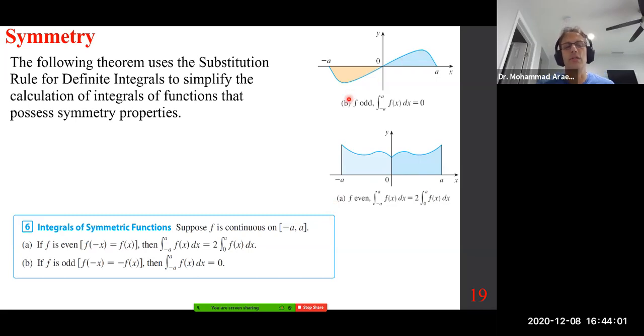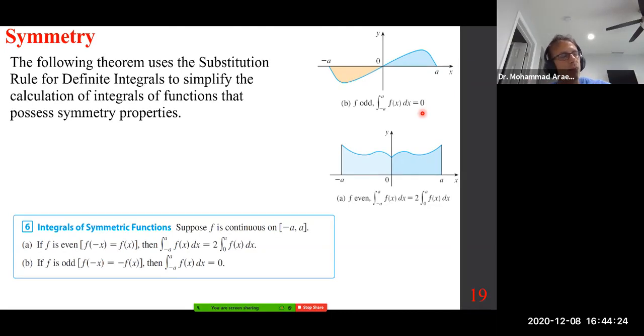If it's odd symmetry, that means f of minus x is minus f of x. Then, as you can see, the areas are equal and opposite in that sense. So they cancel each other. So this area is positive, this area is negative below. And we get it to be 0. Remember, if you're interested in calculating the area, you have to put it in an absolute value.